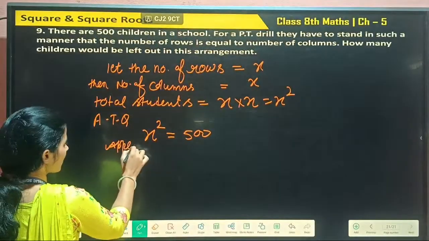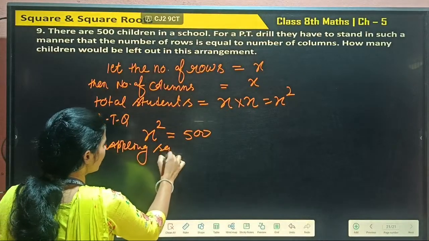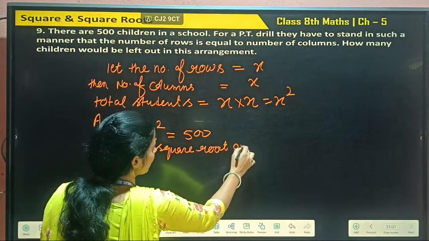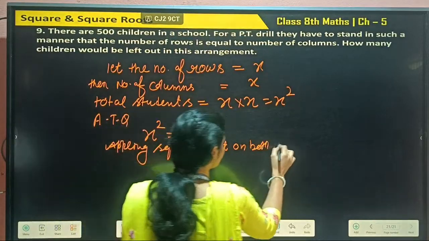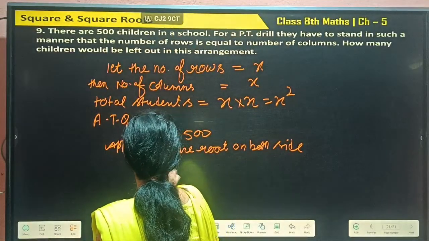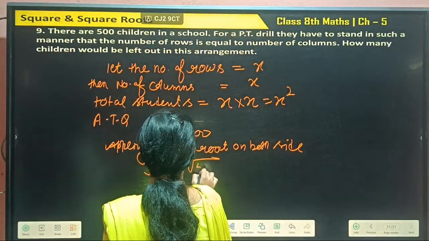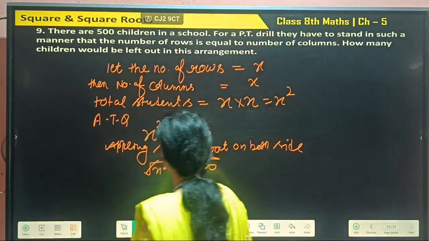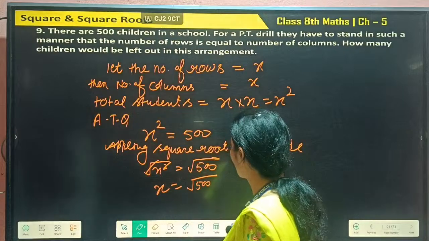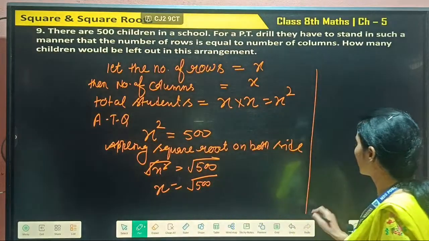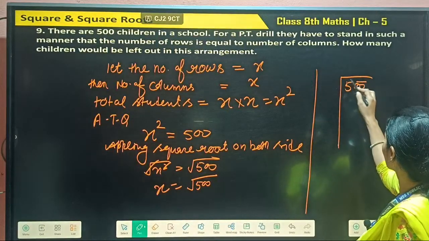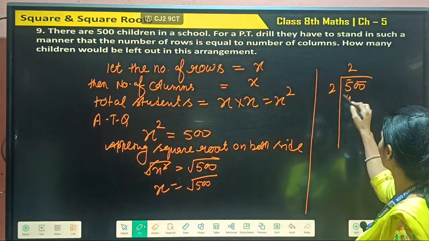Applying square root on both sides, what will it be? x square, and 500. Square and square root will cancel. x is equal to root 500. Now find the square root of 500. It is 2, 2 2s are 4.